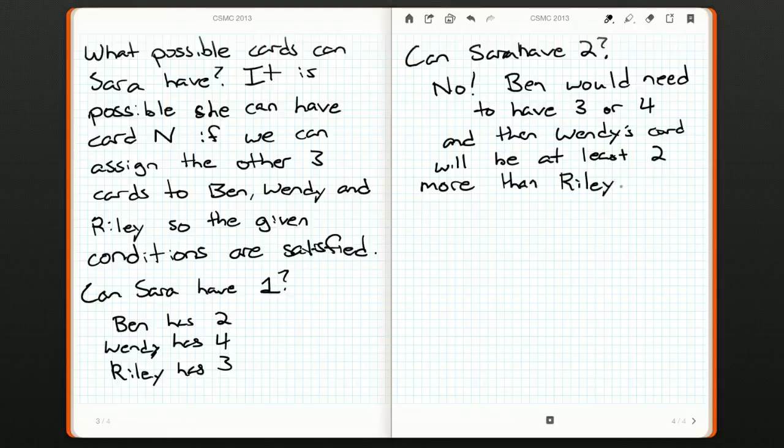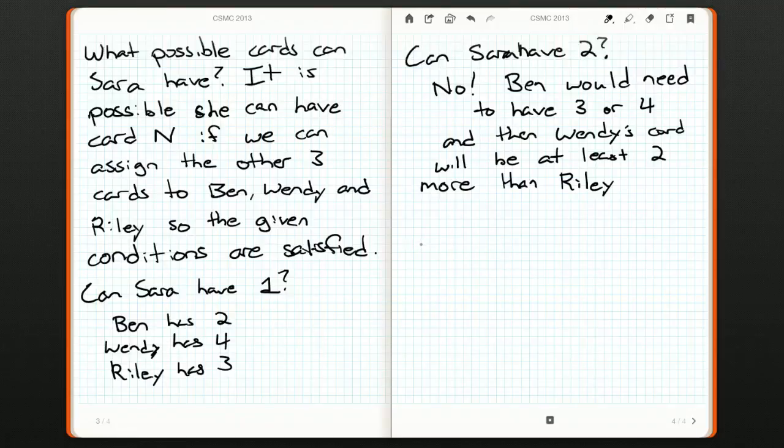Right? If she has the 2, Ben can't have the 1, so he's got to have a 3 or a 4. And that leaves Wendy's card being greater than Riley's, she would have the highest of the 2 remaining numbers, either 1 and 4 or 1 and 3. But then her card is 2 more than Riley's at the least. And we need her card to be 1 more than Riley's. So Sarah can't have a 2.